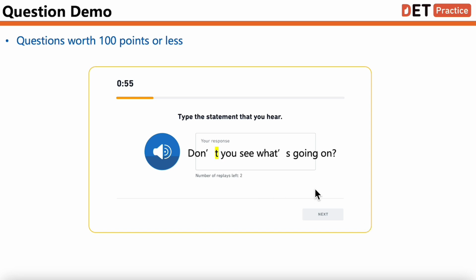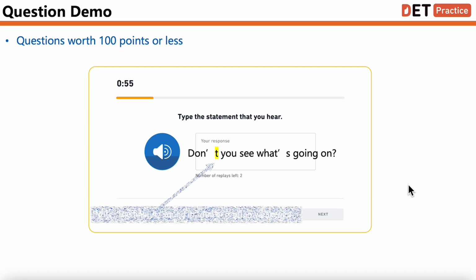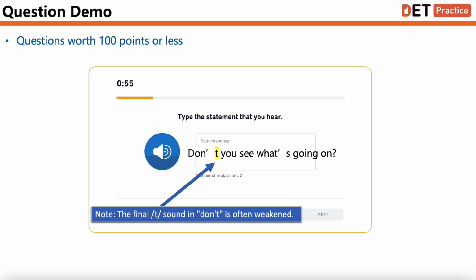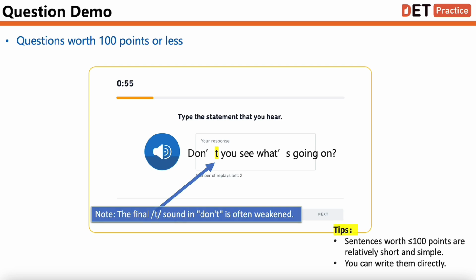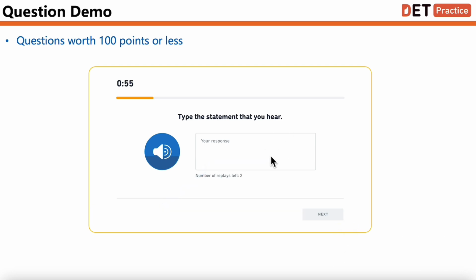Let's check the answer. Don't you see what's going on? In this sentence, there is a phonetic reduction where the t sound in don't is weakened. For sentences in this scoring range, they tend to be short and simple, so you can likely transcribe them in real time. When writing, be mindful of punctuation and capitalization. Let's move on to the next question. I'll play it once. Try to write down what you hear.